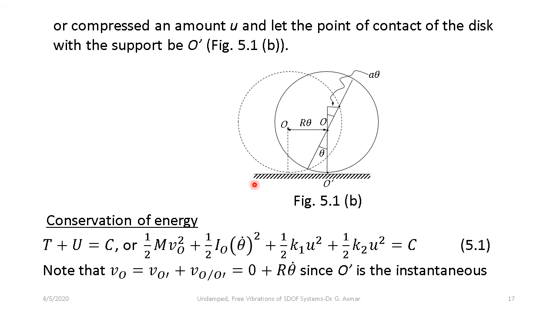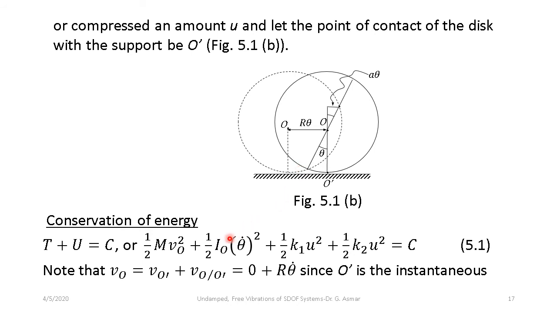Solving the problem by the conservation of energy principle, T plus U equals a constant, or 1/2 m vO squared plus 1/2 I_O theta dot squared, that's the total kinetic energy in the system, plus 1/2 K1 u squared plus 1/2 K2 u squared equals C. This is the total potential energy in the system. Now, the expression for the kinetic energy stems from the fact that the cylinder or disk undergoes plane motion.